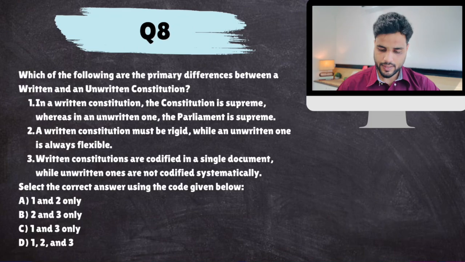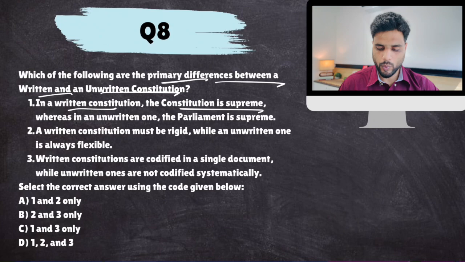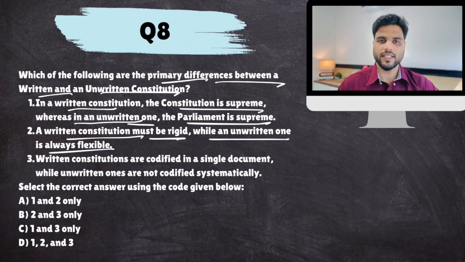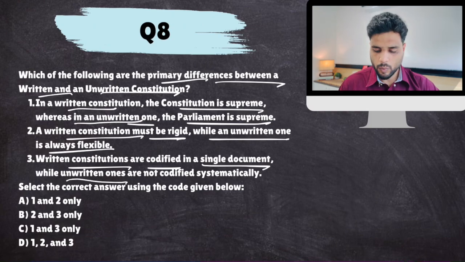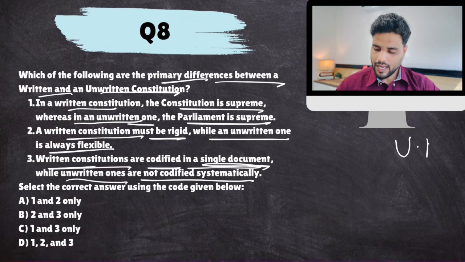Okay, next. Which of the following are the primary differences between a written and unwritten constitution? In a written constitution, the constitution is supreme, whereas in an unwritten one, the parliament is supreme. Written constitution must be rigid, while an unwritten one is always flexible. Written constitutions are codified in a single document, while unwritten ones are not codified systematically. Okay, so written constitution is like Indian constitution, American constitution. There is a single document, whereas UK has unwritten constitution.